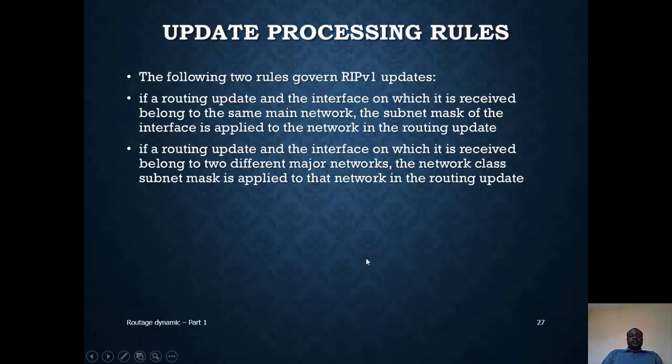router, those devices. Update processing rule. The following rules govern the RIP version 1 update. If a routing update and the interface on which it is received belong to the same major network, the subnet mask of the interface is applied to the network in the routing update. If the routing update and the interface on which it is received belong to two different major networks, the network class subnet mask is applied to that network in the routing update.